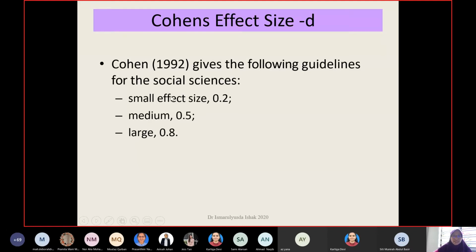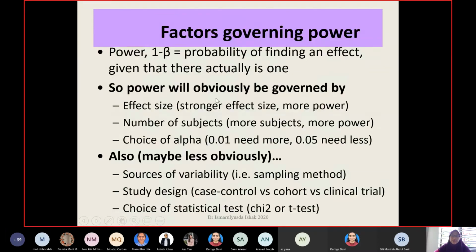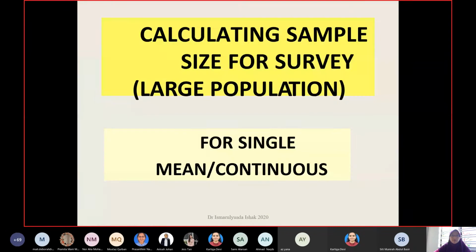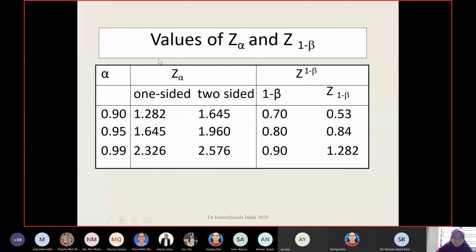Cohen 92 says that the small effect size is 0.2, the medium 0.5, and the large 0.8. This is for Cohen's d effect size. Okay, Z. This is the summary of the Z values from the very large tables.